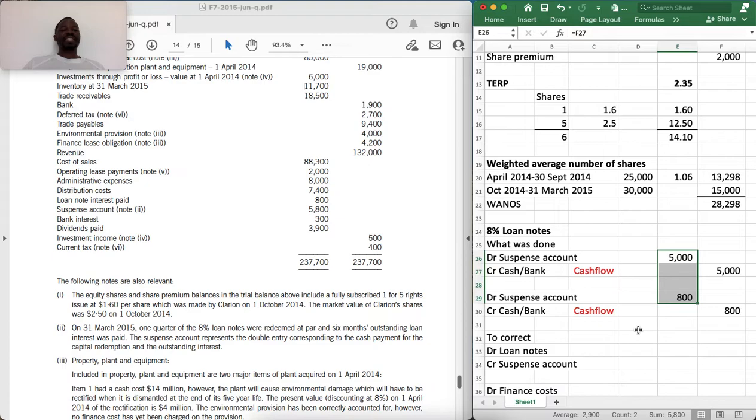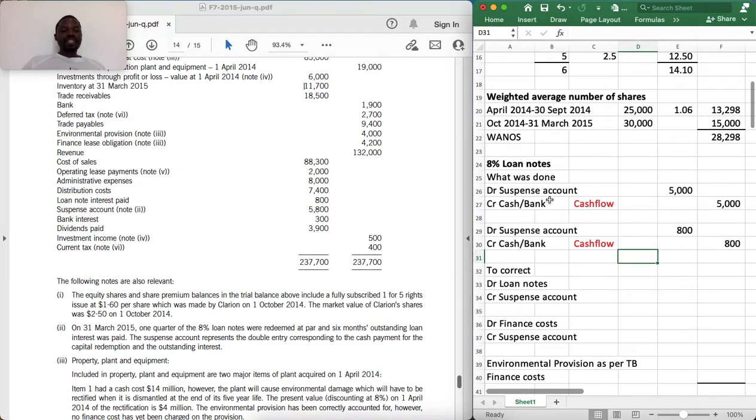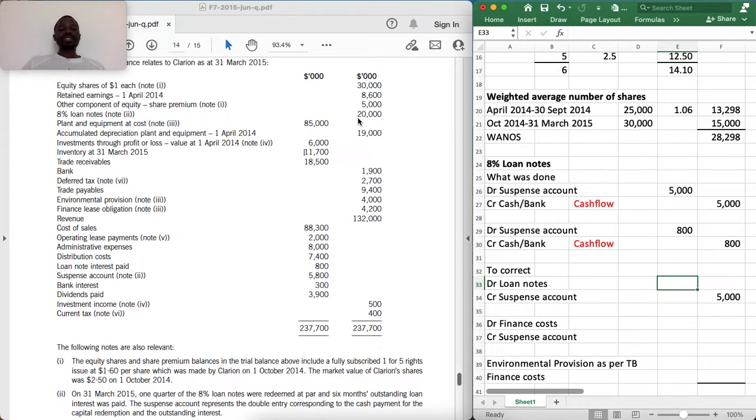5,800, as you can see here. Now, this is what was done, but to correct that, we need to reverse everything from the suspense account. So we'll reverse this debit from the suspense account. And what should we debit? We should debit the loan note. The loan note has got a credit balance. So if we debit the loan note, we are reducing the loan note from 20,000 to 15,000.